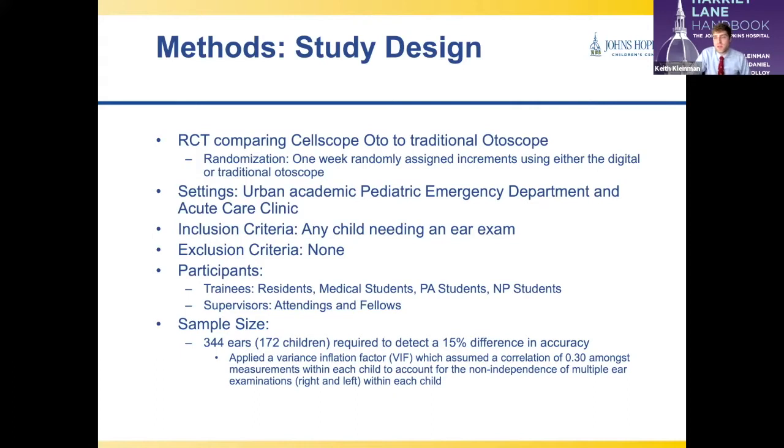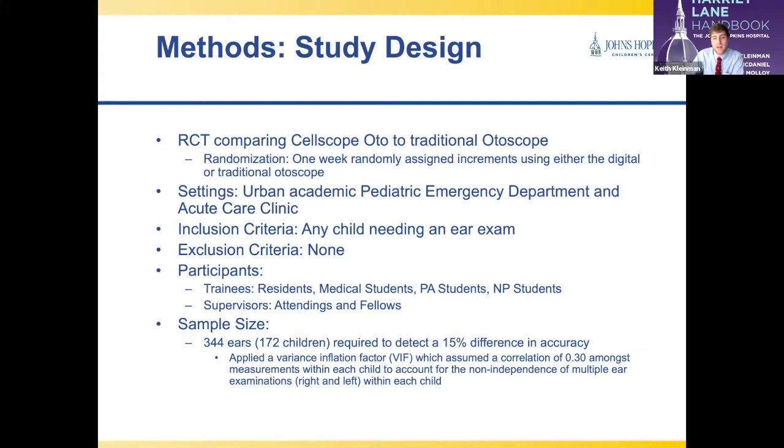And so what we did to control for that is we used block randomization, where we did 1 week increments where you were able to use the digital otoscope, and then another week where you weren't. They were randomized essentially as to whether it was CellScope week or not. When it wasn't a CellScope week, the device was locked in a box and you couldn't use it. When it was a CellScope week, we encouraged people to use it during their clinical shifts as they saw fit.